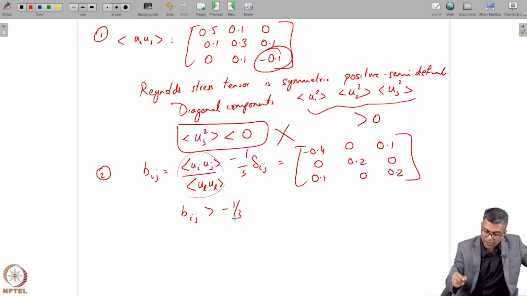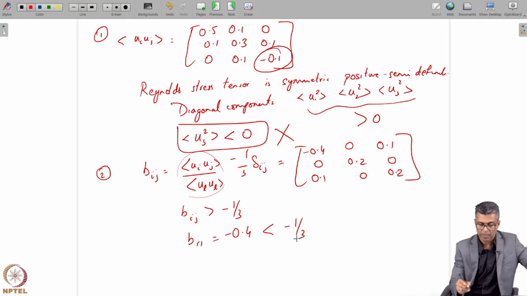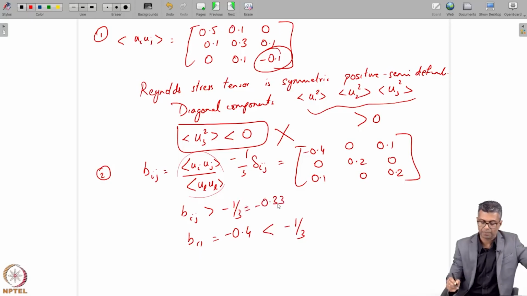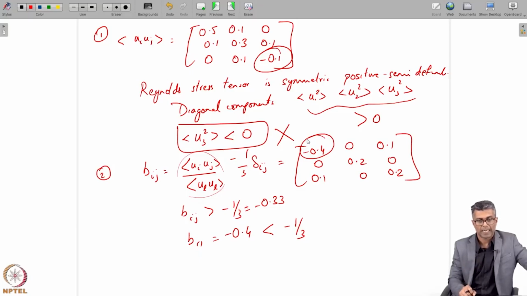And what you have here is your B11 is equal to minus 0.4, which is less than minus 1/3, or so I should say negative 0.33. So here you are getting minus 0.4, which is less than minus 1/3. So that means that right there is your culprit. That is the mistake there in terms of Bij. I hope that is clear.